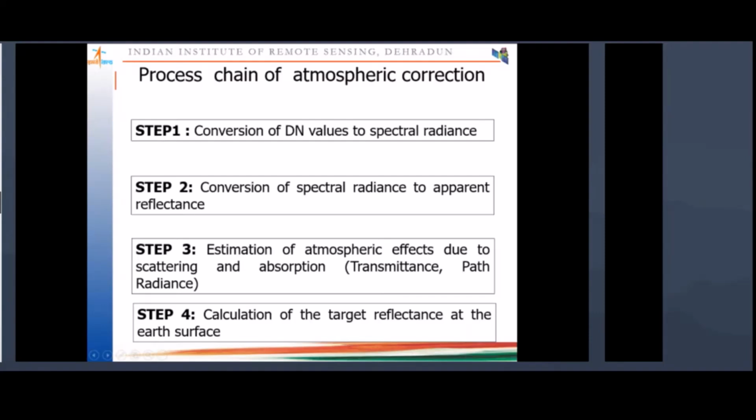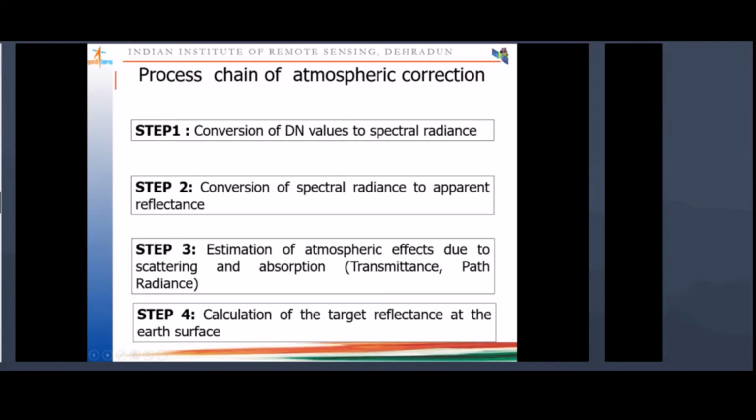So the estimation of atmospheric parameters at the time of acquisition of imagery is a very tedious task. Either you need to carry the atmospheric measurement instruments at the time of capture of image, or you try to model them, or you use different remote sensing products of atmosphere and then use them to retrieve the surface reflectance. So the most difficult part here is estimation of atmosphere at the time of image acquisition.